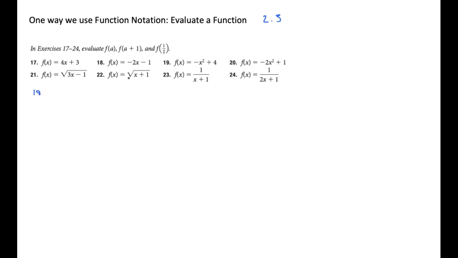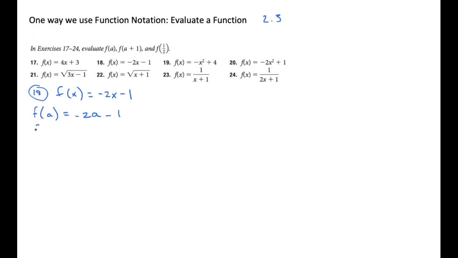Let's try 18. It says f of x is equal to negative 2x minus 1. And they want us to evaluate for f of a plus 1, and f of 1/2. What that means is when we have f of a, we just replace every x that we see with an a. So I'm going to say negative 2, and I'm going to put an a everywhere there's an x, minus 1, and that's it. That one was really simple, so there's nothing more that we need to do.